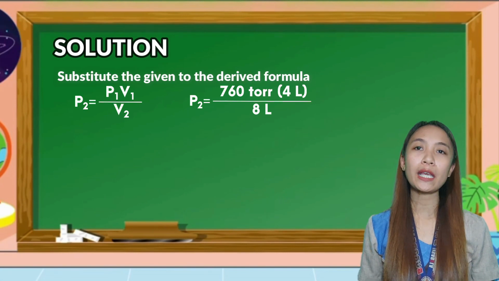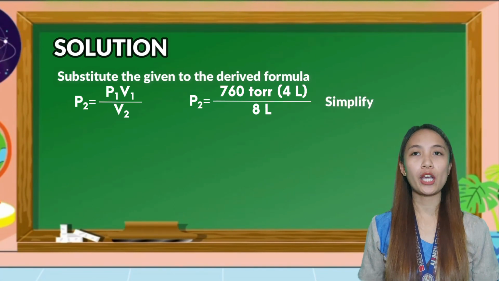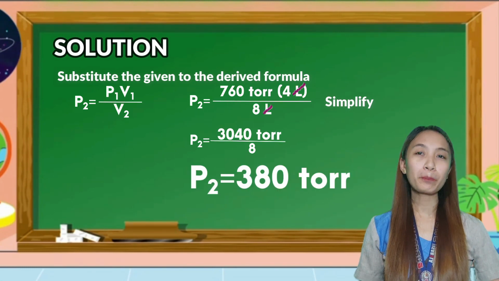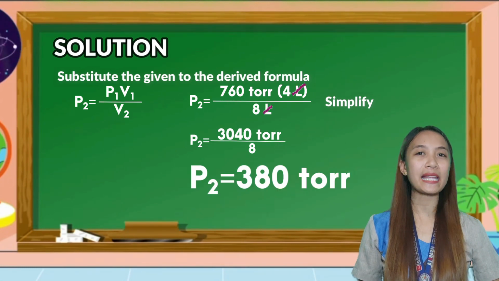After substituting, we simplify the equation. First, we cancel out the unit liters. Then, we multiply 760 torr by 4, now having just torr as our unit. This gives us 3040 torr divided by 8. Our final pressure is therefore 380 torr.